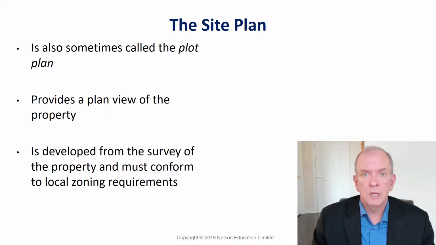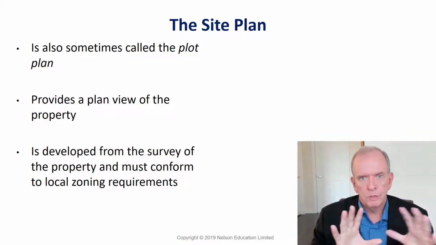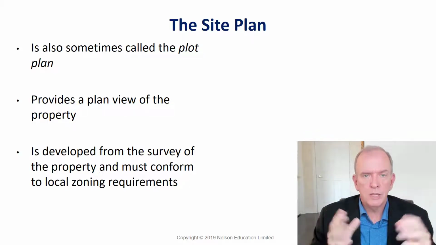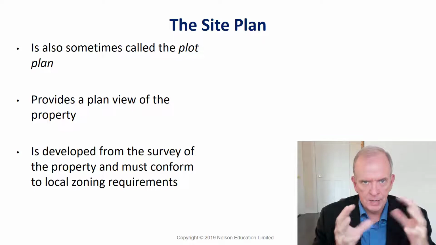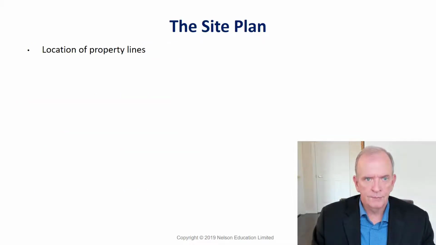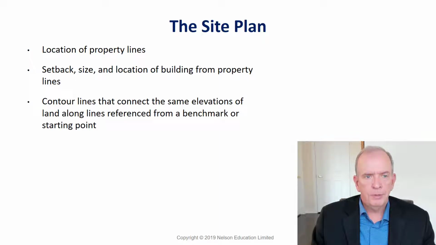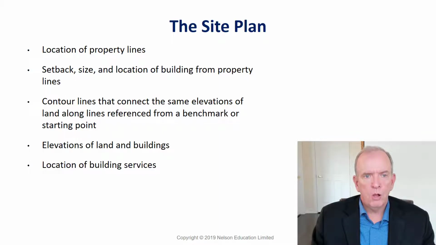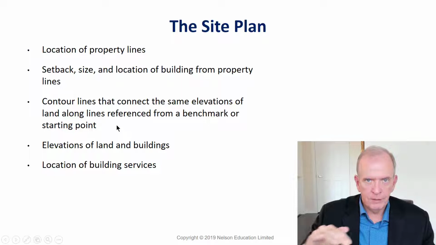And you would see in the textbook that there are some 3D BIM model illustrations of the Doncaster house, so that you get a sense of how it's actually sitting on the property and the lot and how it rotates, etc. So the site plan will show you all of this type of information: location of property lines, setback location of the building from the property lines, contour lines, which I'll show you in a second, showing you the elevations at various points.